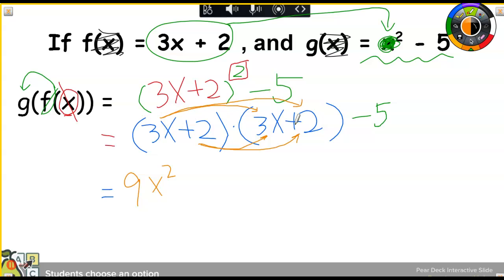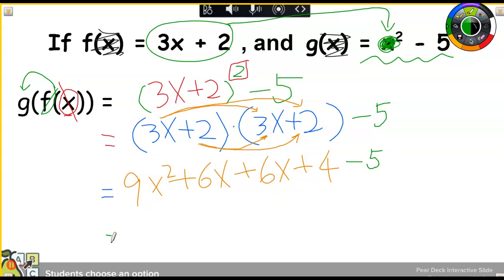Number part, 3 times 2 is positive 6. X part, this guy has an x, this guy has nothing. So you only have one x. Nothing you can do, copy it down. Next arrow, 2 times 3x. Number part, 2 times 3, positive 6. X part, you only have one x, copy it down. Last arrow, 2 times positive 2, positive 4. And don't forget you have a minus 5 you haven't touched. Write it down. So here we get rid of the 2 parentheses.